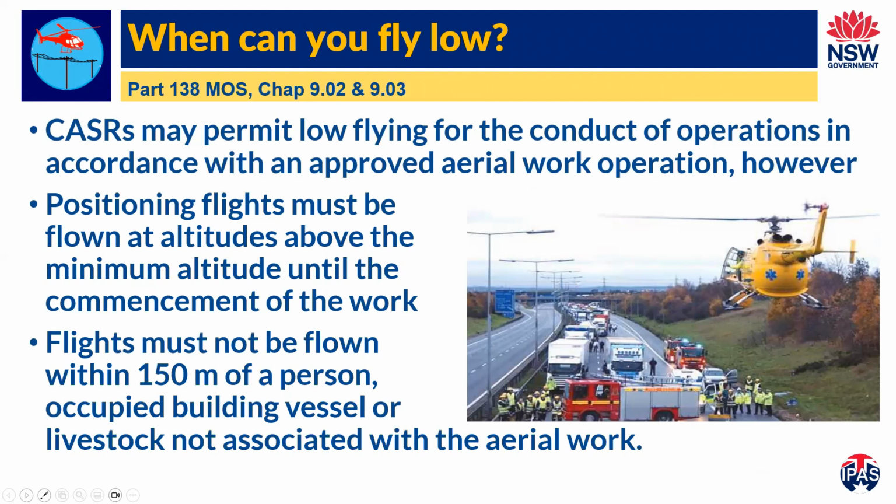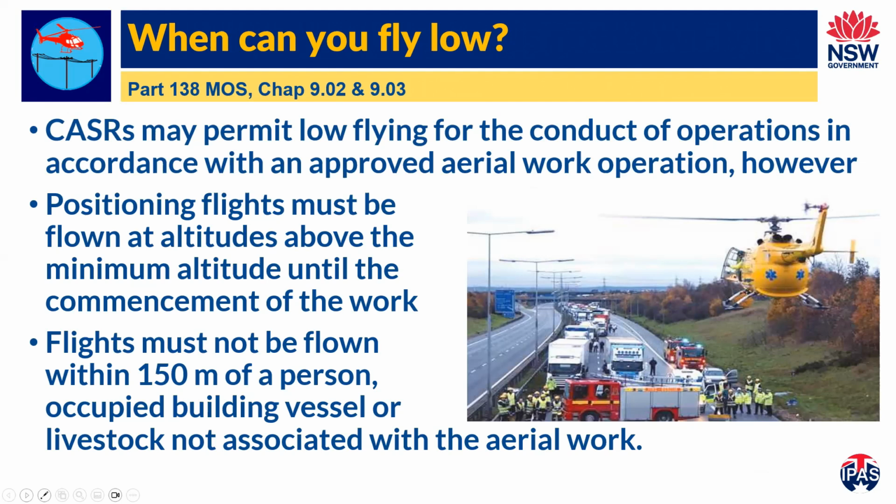The other stipulations they have is that if you are flying in areas other than populated areas, you should avoid flying within 150 meters of a person who's not associated with that work, or 150 meters of a building or a vessel or livestock. Now, if you've got people on the ground who know what you are doing and are expecting you to fly over for the inspection, then they are associated with your work, so you can get close to them.